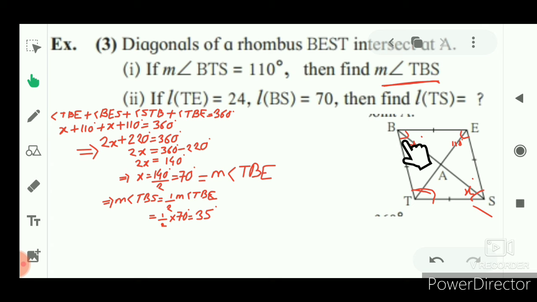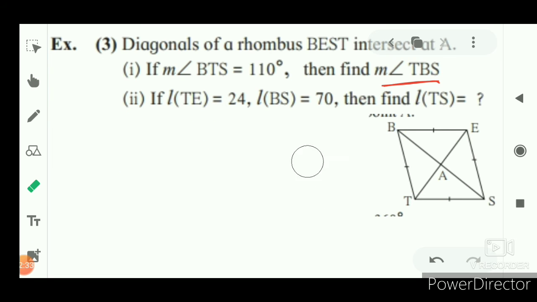Okay, clear? The next part of the question: the length of TE is given as 24 centimeters. The length of BS, this diagonal, is given as 70 centimeters. This diagonal TE is given as 24 centimeters, and we have to find out the length TS, this side.